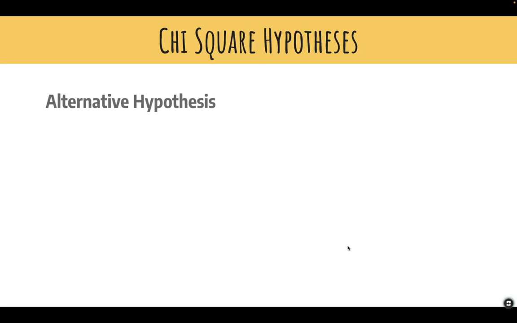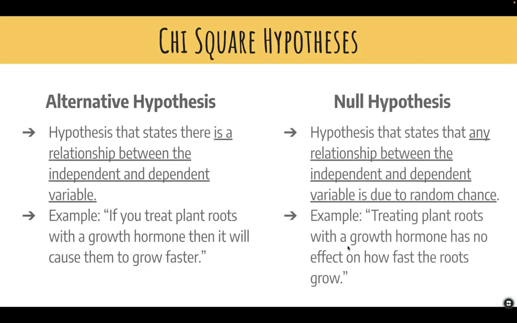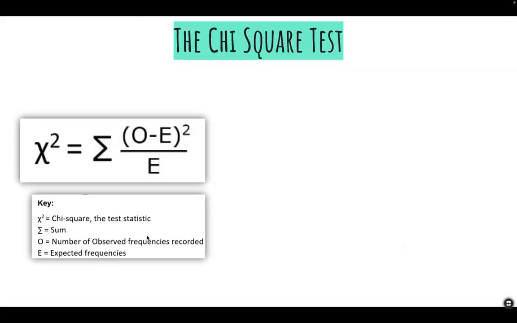As we've learned earlier, remember we have an alternative hypothesis and a null hypothesis. An alternative hypothesis is just going to state that there is a relationship between the independent variable and the dependent variable, so this is a cause and effect relationship. The null hypothesis is going to state that there's no relationship between the variables and that it's due to random chance. So for the alternative: if you treat plant roots with the growth hormone, then it will cause them to grow faster. For the null hypothesis, you're going to say that treating the plants with the hormone is going to cause no effect on how fast the roots grow.